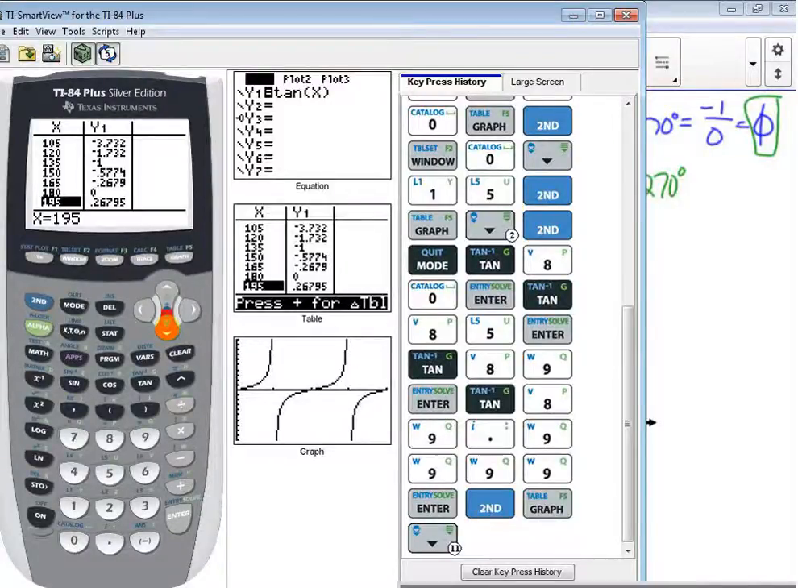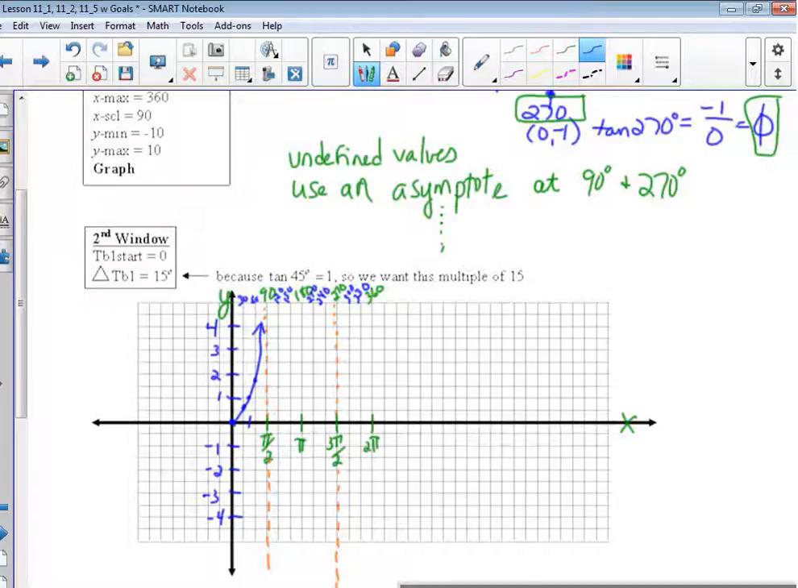Okay, so let's go now to plot that. So 120, which is 1 over, I'm at negative 1.7. So about here. 135, which is right in the middle, is negative 1, very important point. And then 150, I'm at negative 0.6. And then 180, I'm at 0.